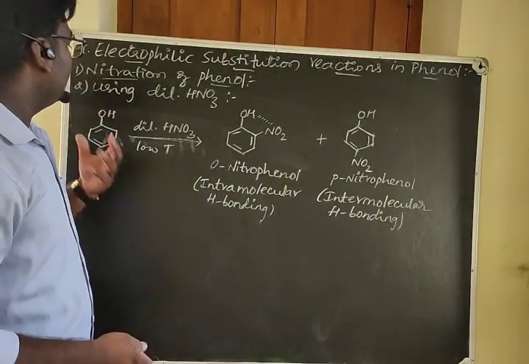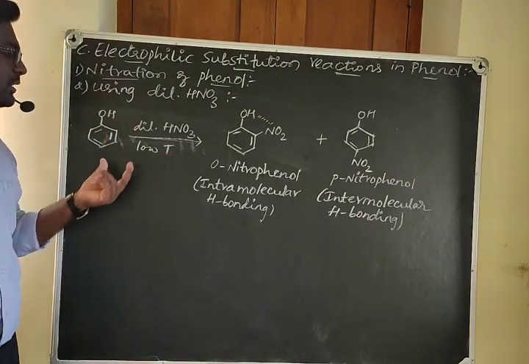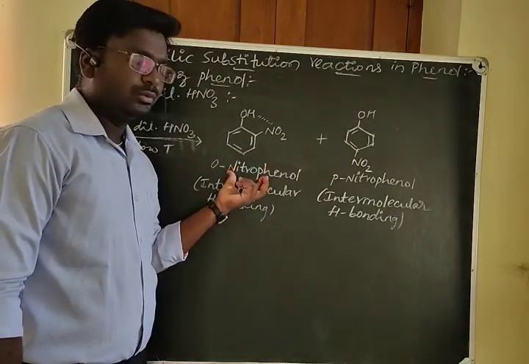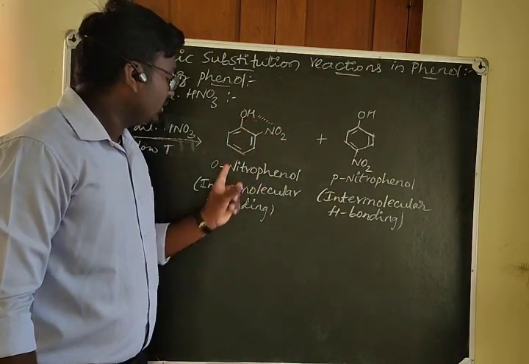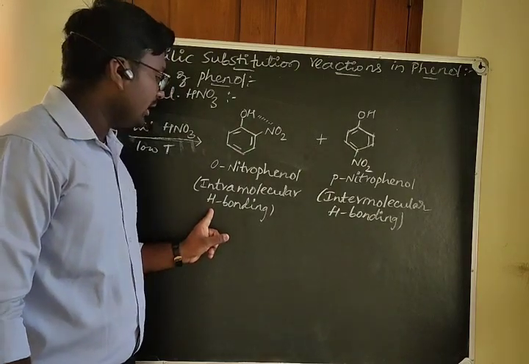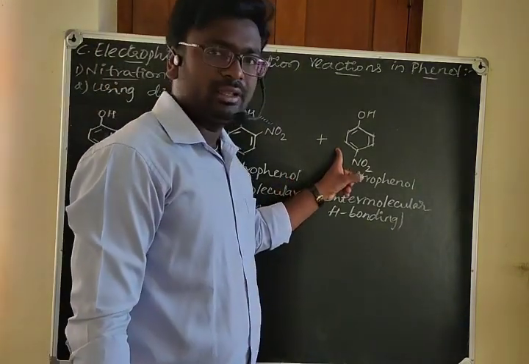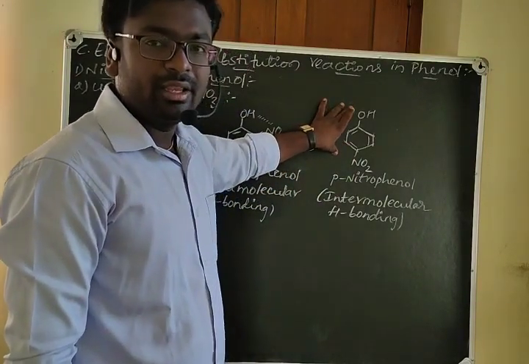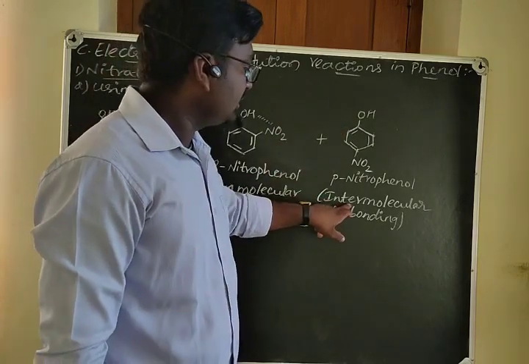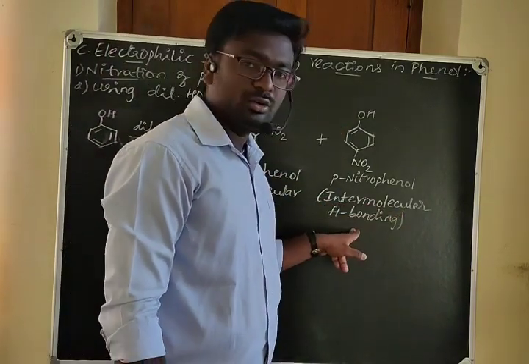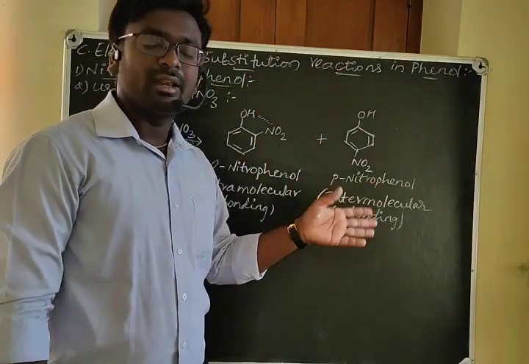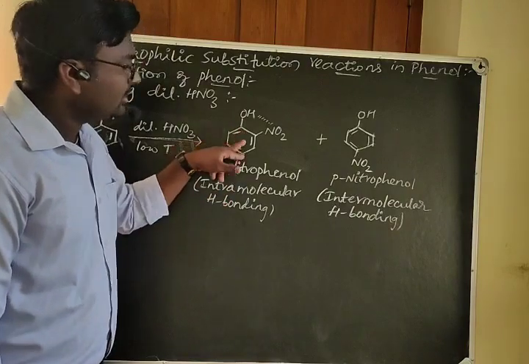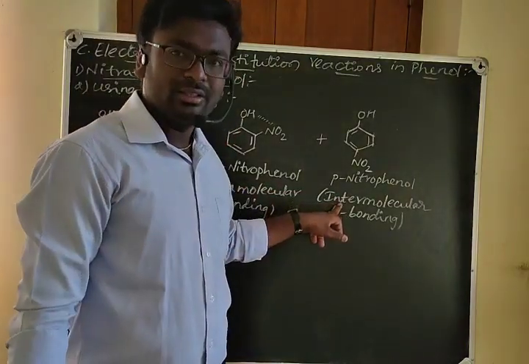See, when phenol is treated with dilute nitric acid at low temperatures, it gives orthonitrophenol, and the orthonitrophenol makes intramolecular hydrogen bonding, and the other product here is para-nitrophenol. One para-nitrophenol makes intermolecular hydrogen bonding with other para-nitrophenols. Intra means within the molecule, inter means between the molecules.